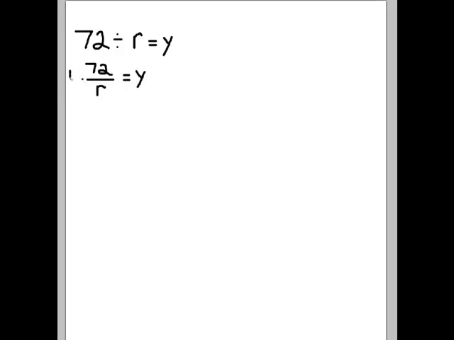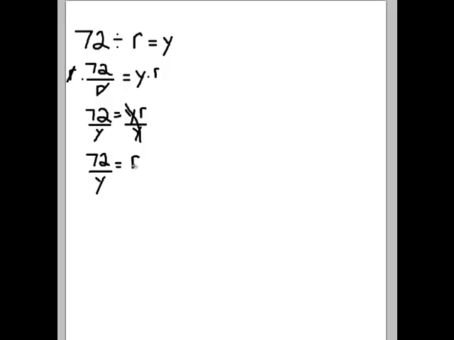I know all you algebraic geniuses know. To get the R by itself, I have to multiply both sides by R. So now I get 72 equals YR, years times interest rate. But I still want R by itself, right? So now how do I get the R by itself? Think about it. I'm going to divide both sides by Y. Now you know these cancel out, right? So what am I ending up with? An equation that says 72 divided by Y equals R.